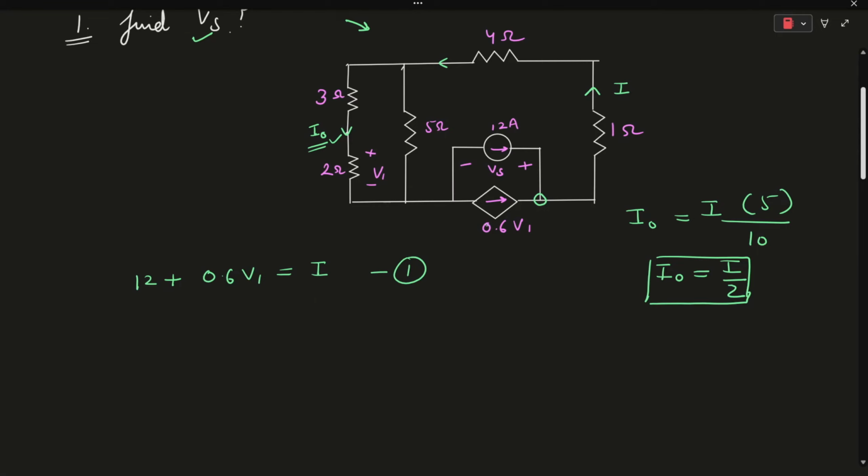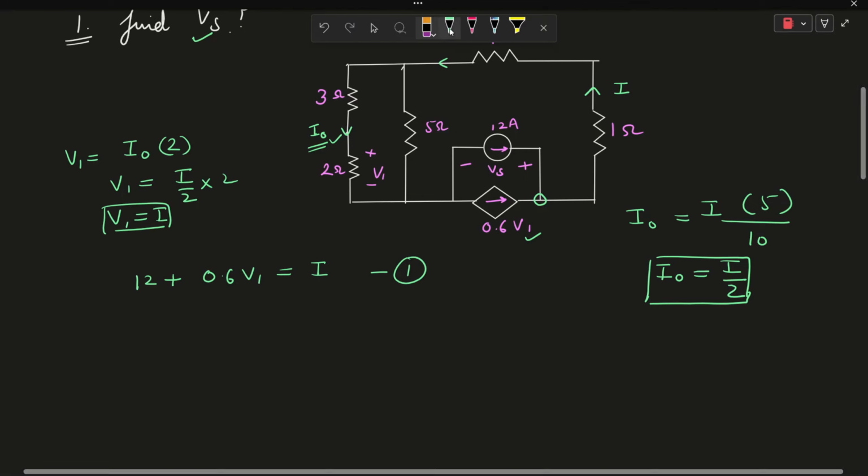This particular dependent current source is dependent upon the voltage V1. By applying Ohm's law, we can find the value of V1. V1 will be equal to the current I naught into the resistance, which is 2 ohms. So V1 will be equal to I by 2 into 2. So V1 will be equal to I.